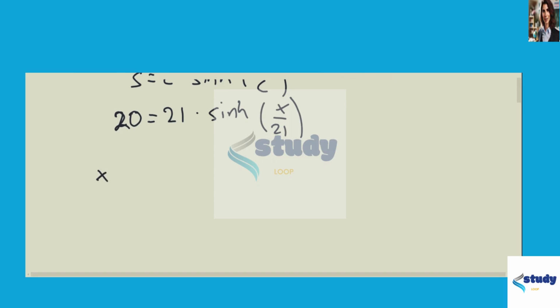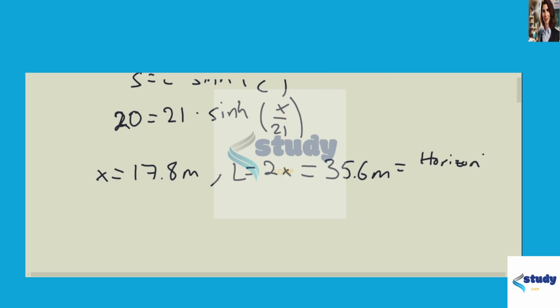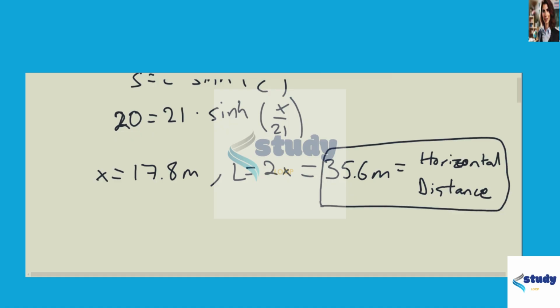Solving for x, we find that it is 17.8 meters. And because L is equal to 2x, L is equal to 35.6 meters, which is the horizontal distance between the buildings. And that is the answer to the first part of the question.